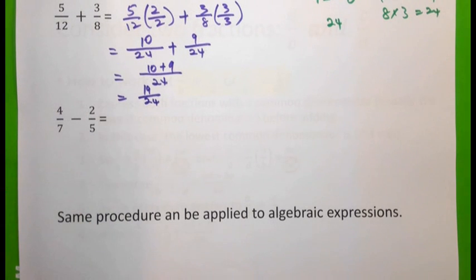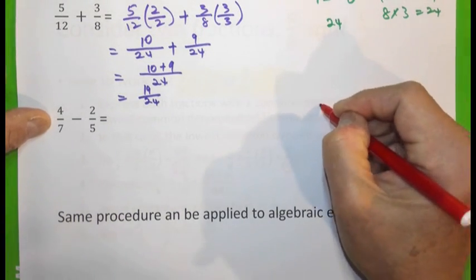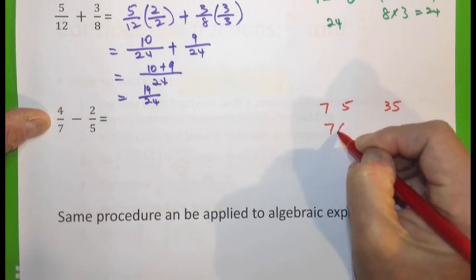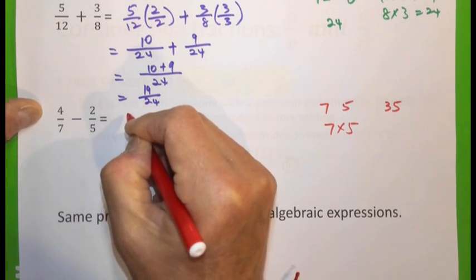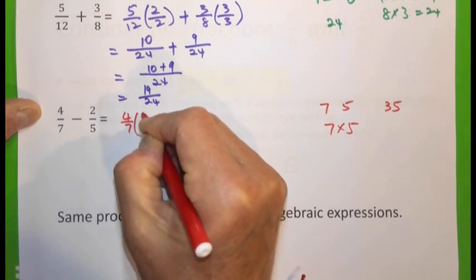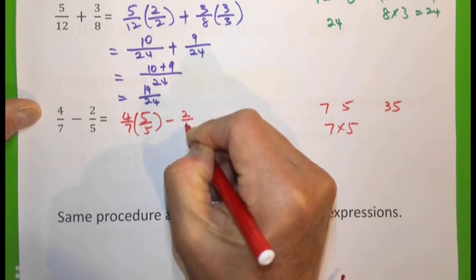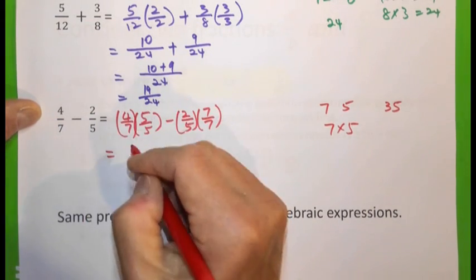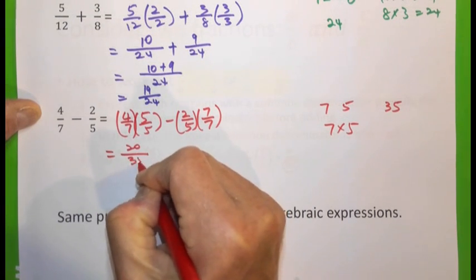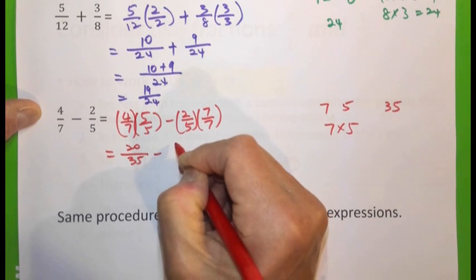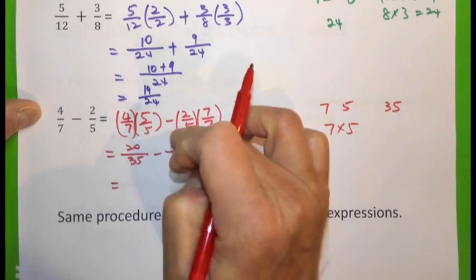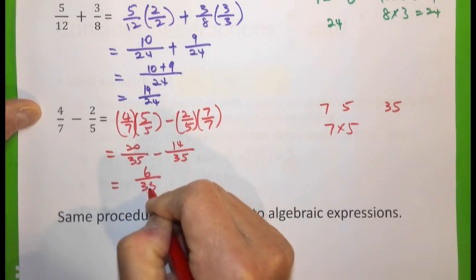Alright, what about minus? What do we do with this? What is the lowest common denominator of 7 and 5? In fact, it is 35, which means 7 times 5. So in this case, we've got 4 over 7 times 5 over 5 minus 2 over 5 times 7 over 7. So 4 times 5 is 20, 7 times 5 is 35, minus 2 times 7 is 14, 5 times 7 is 35. Therefore, that equals 20 minus 14, which is 6 over 35.